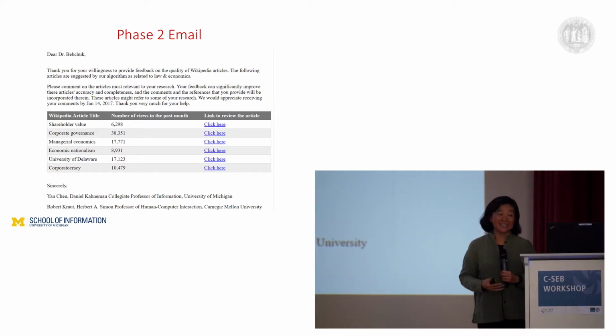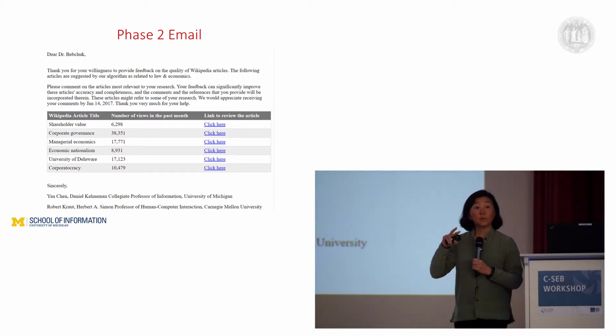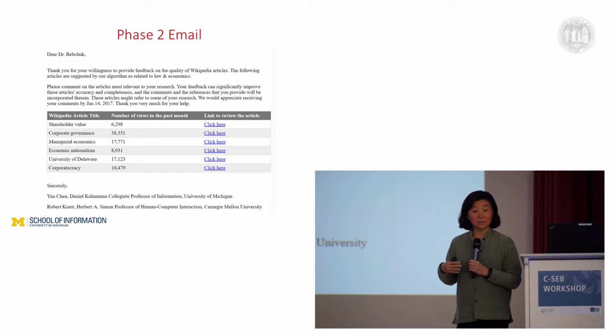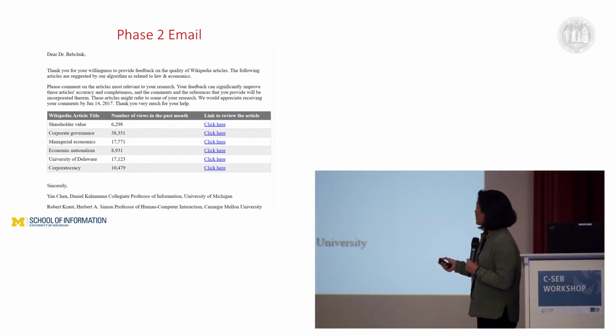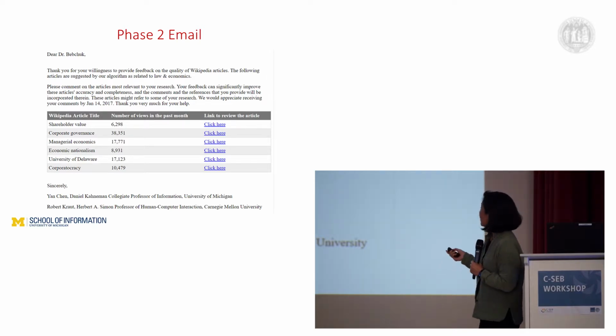So once you say yes, the phase 2 email says thank you for your willingness, and then gives you the articles, six articles here, each matching one of your publications. And if you want to review, you can just click. That will take you not to Wikipedia, but to our server. This is the actual number of views of that article in the 24 hours before you receive this email. So all the information is dynamically updated. So this is someone who's in the high view condition. Okay, so they're showing the actual views.